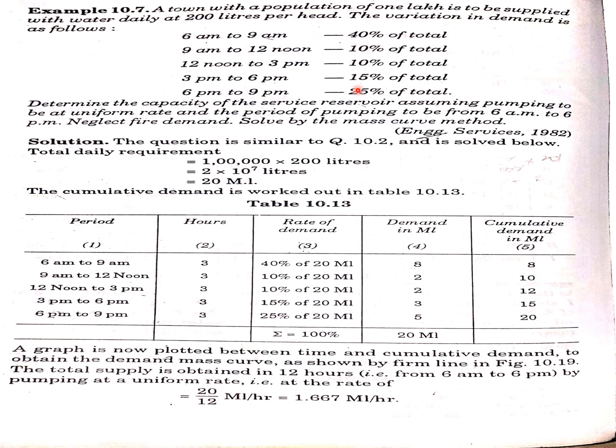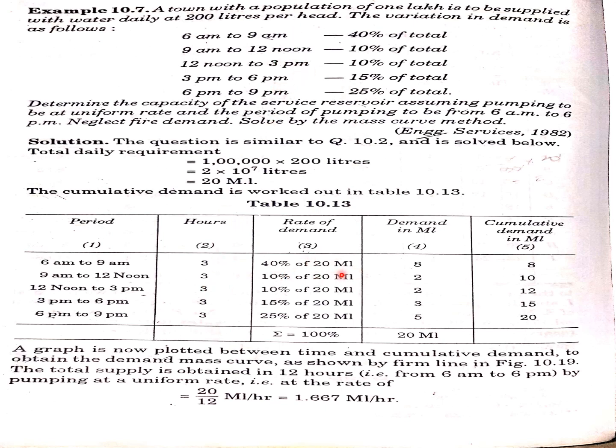The variation demand is given based upon the percentage of the total. From that we are going to calculate the storage capacity. So let us first calculate the daily requirement: 1 lakh into 200 liters per head is 20 million liters. Okay, now we are able to find the total required amount. Now based on the period, they have given 3 hours in the calculation.